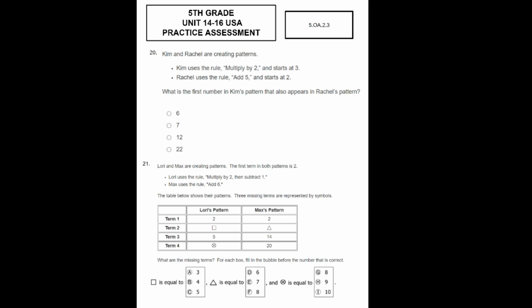Okay, question 20. Kim and Rachel are creating patterns. So it's just me making my pattern. It says, what is the first number in Kim's pattern that also appears in Rachel's pattern? So I'm going to have K for Kim, R for Rachel, and then we're going to start. Kim starts at 3, Rachel starts at 2. Kim is multiply by 2, Rachel is add 5.